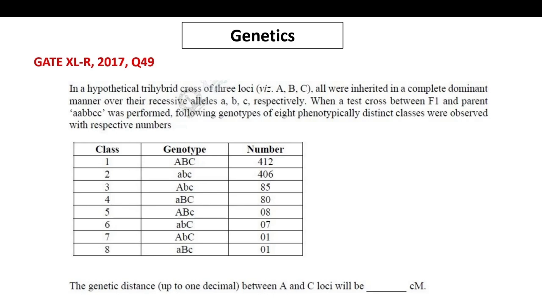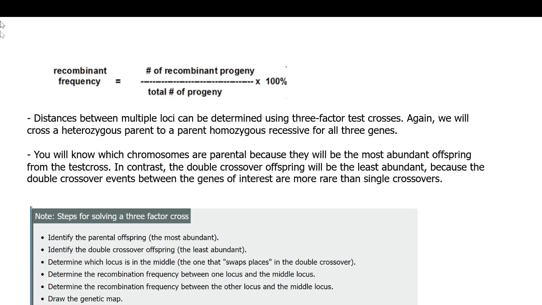So now let us look at what the recombinant frequency is. This recombinant frequency is very helpful in understanding the linkage of two alleles in the chromosome. It is given by this formula: the number of recombinant progeny divided by the total number of progeny, times 100%. The number that you will get here will come in the unit of centimorgan, that is small c capital M.